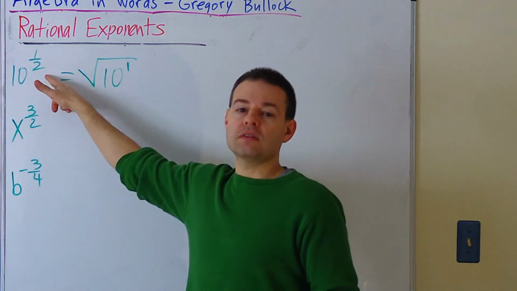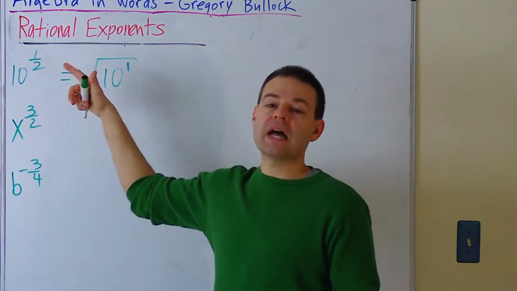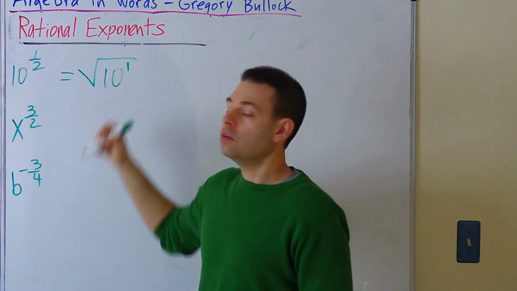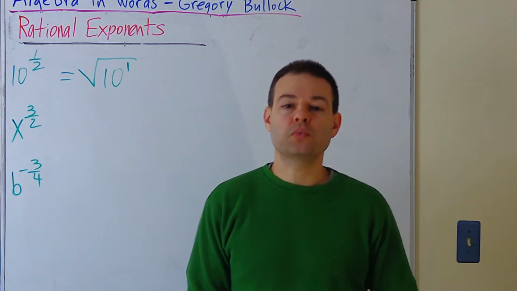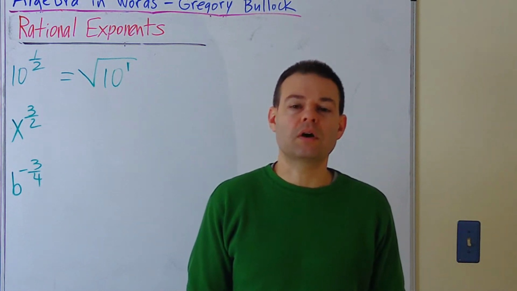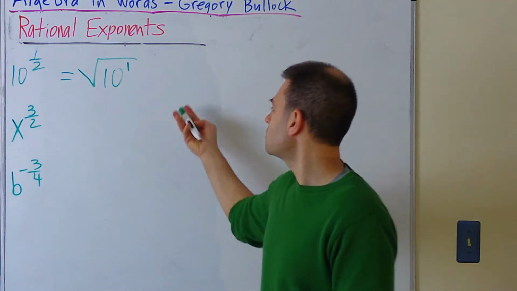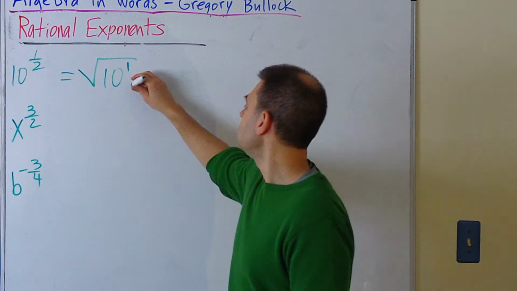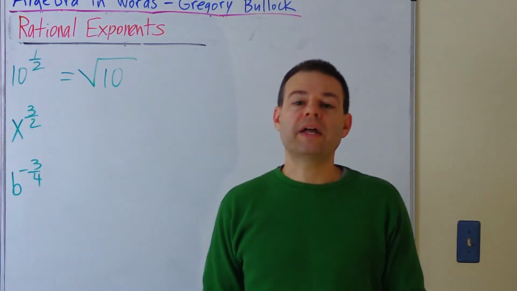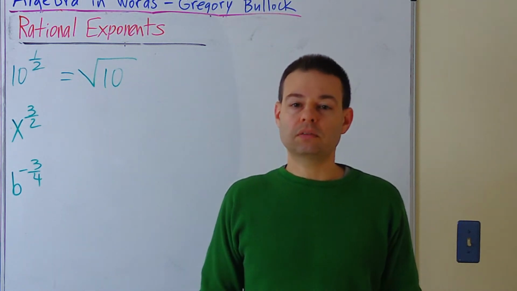And then what is the denominator? It's 2. The denominator is the root. That would be here. And I'm not going to write the 2 because we don't usually write root 2. You could, it's not wrong, but generally we don't. So I'm going to leave it like this. Actually, I'm going to even erase the 1 so that it looks most like you would see it in a book.